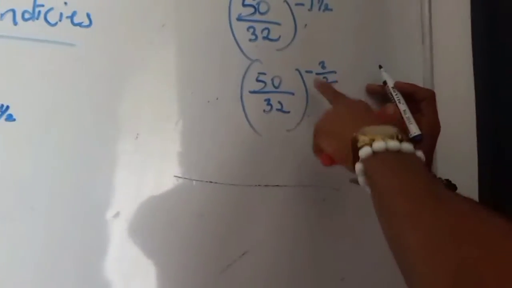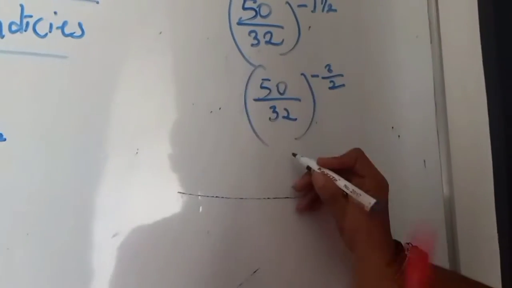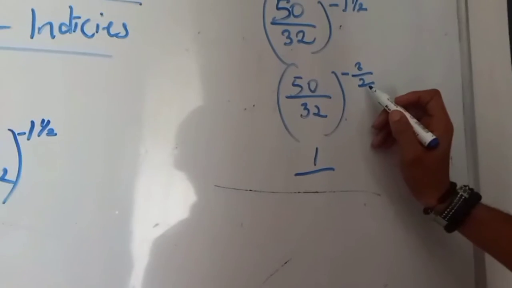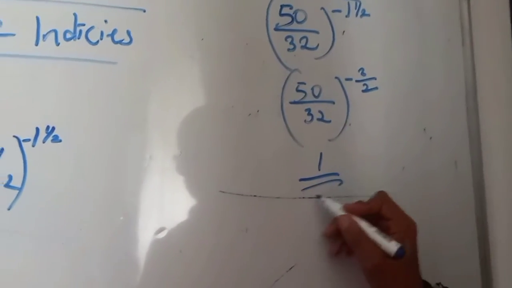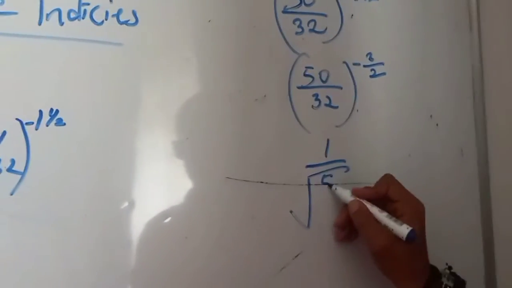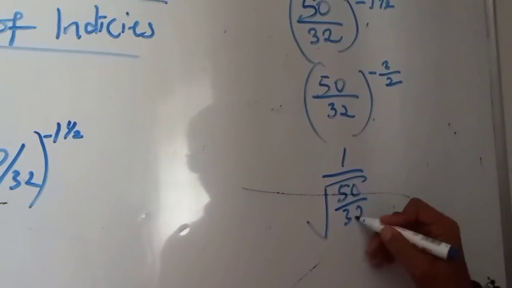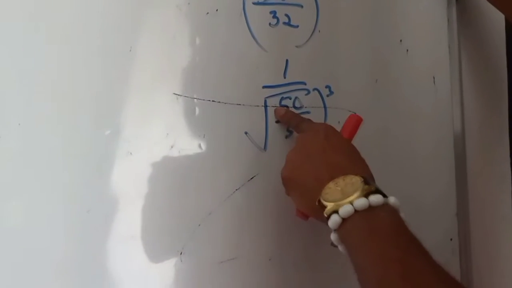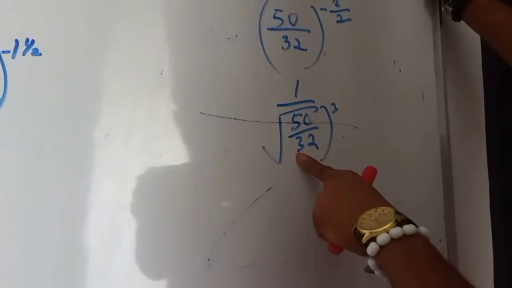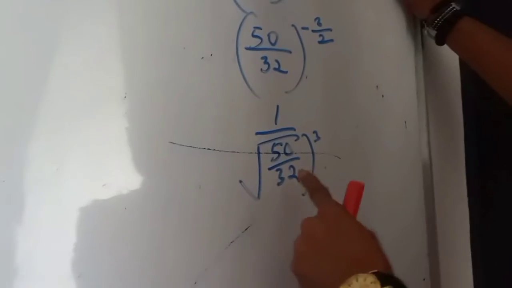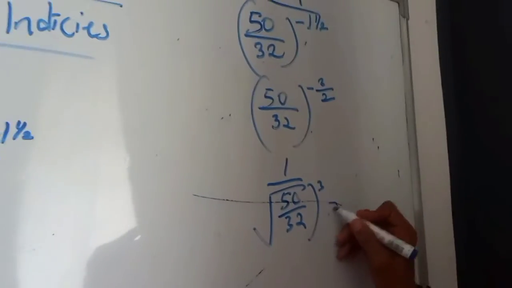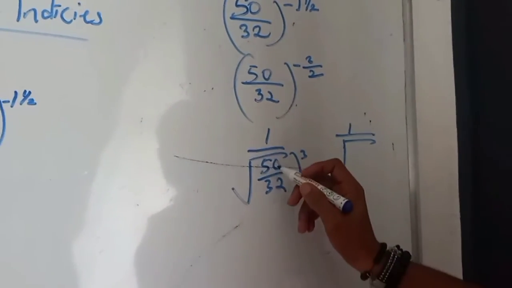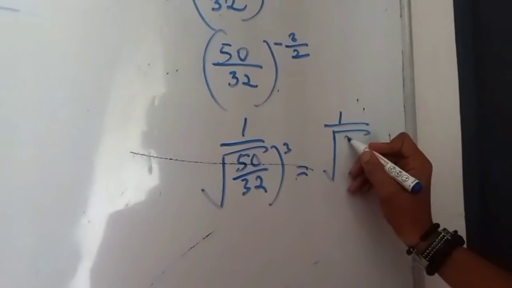And if you watch very well, this 50 does not have a square root. Let's go with the negative first: 1 over, I have obeyed the negative law here. Now this 2 is the square root, right? 50 over 32, raised to 3. Very well, 50 does not have a square root and 32 does not have a square root. What happened? I divide to the lowest term. What can divide 50? 2 can divide 50. It will go in 25 times.